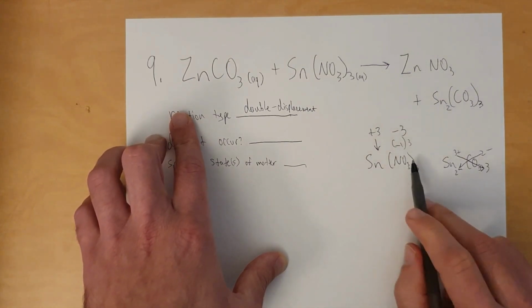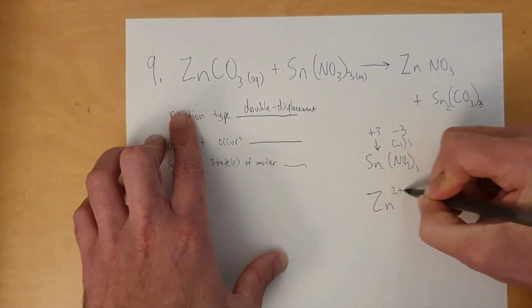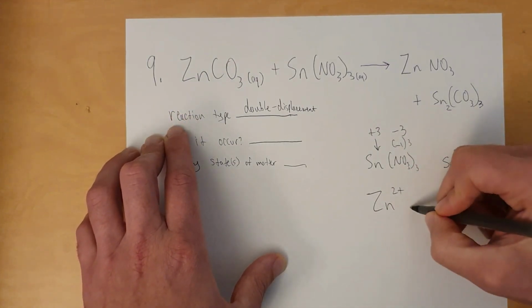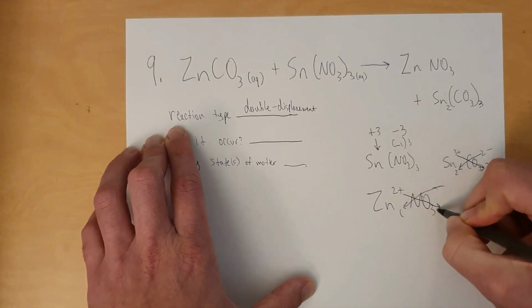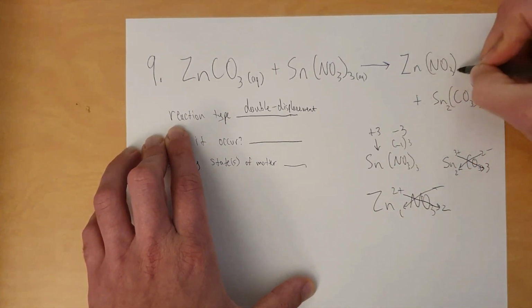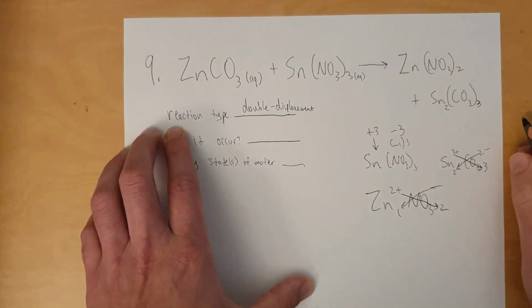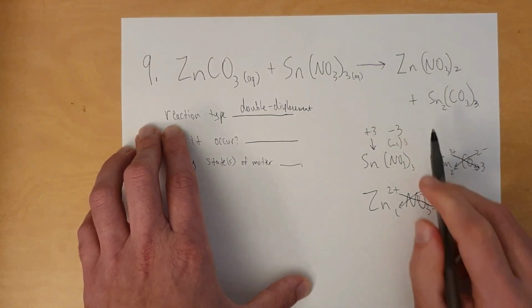And then here, zinc is a 2+, that's something to be memorized. And then NO3, nitrate, is a 1-, so you're going to have 1 zinc and 2 nitrates in the formula, giving that. And then, okay, that's the formulas, now we just got to balance.